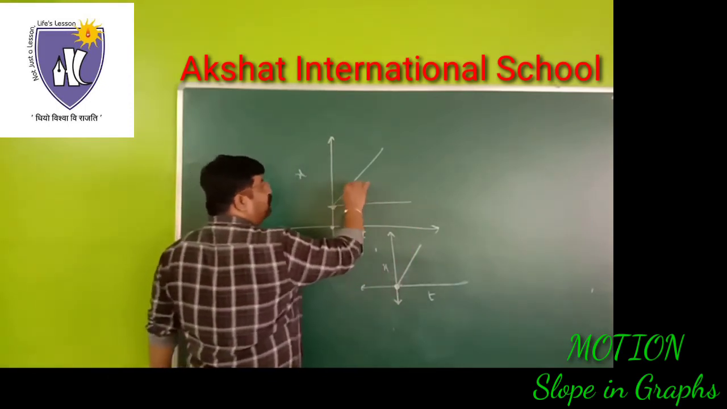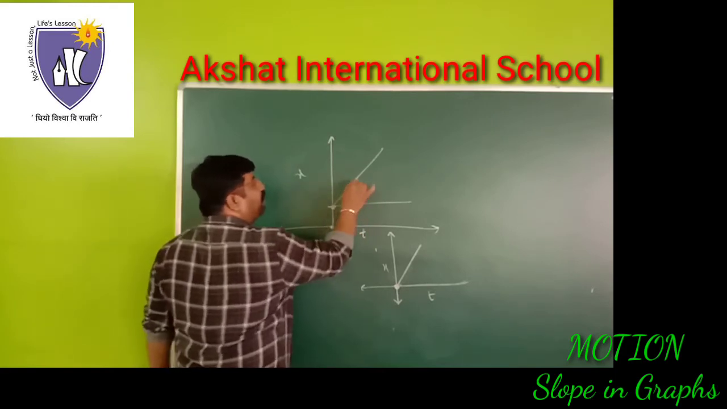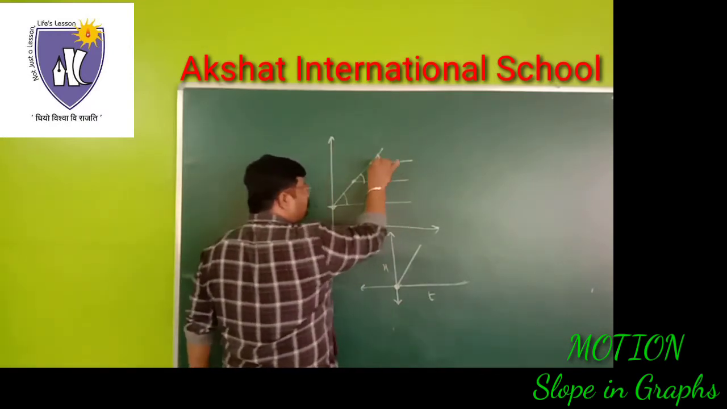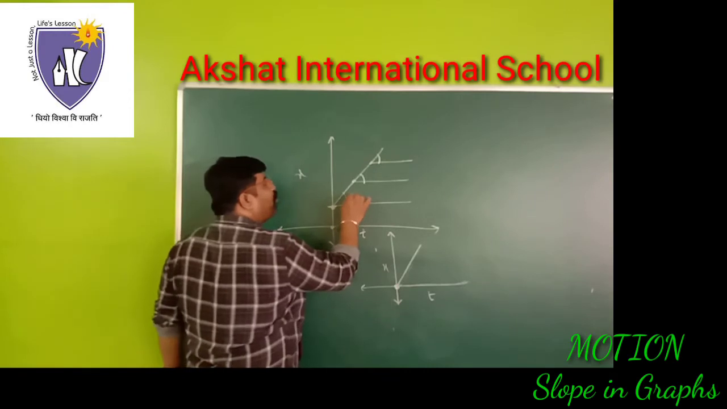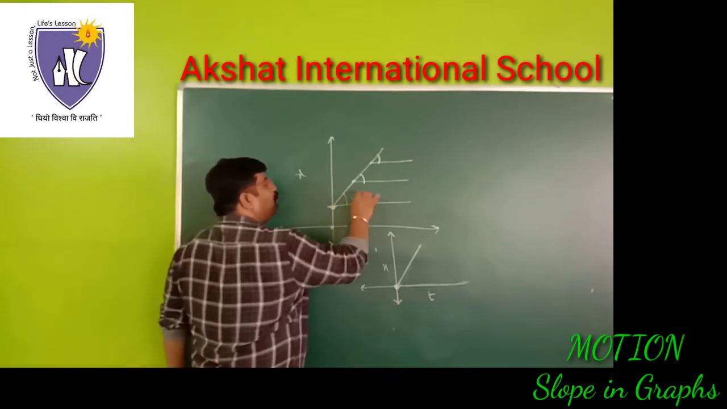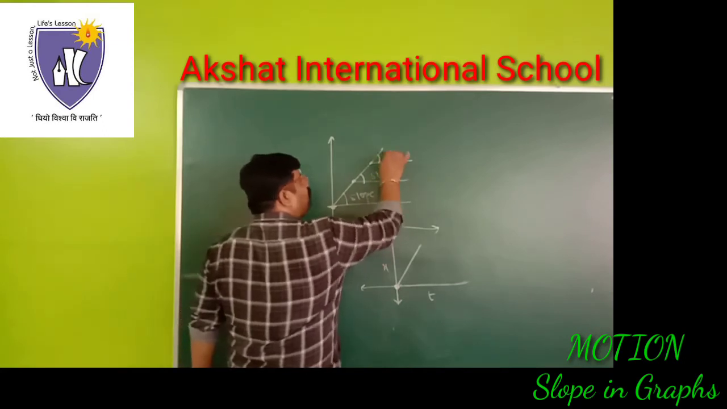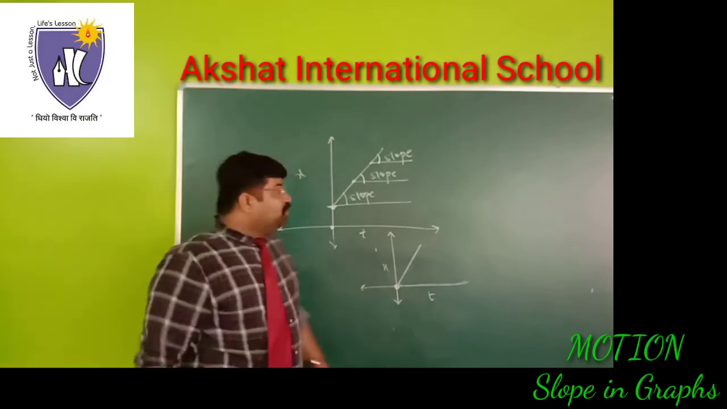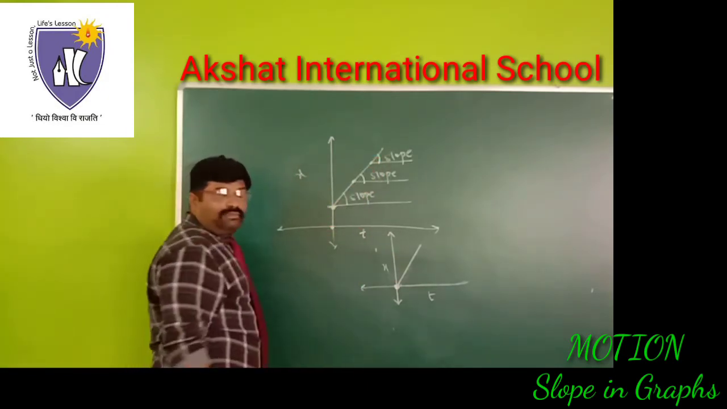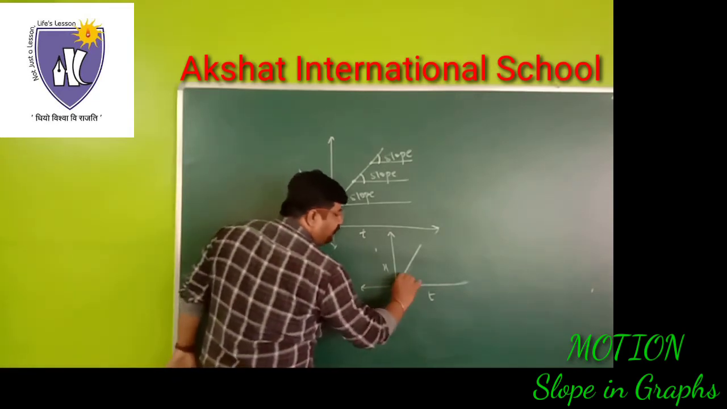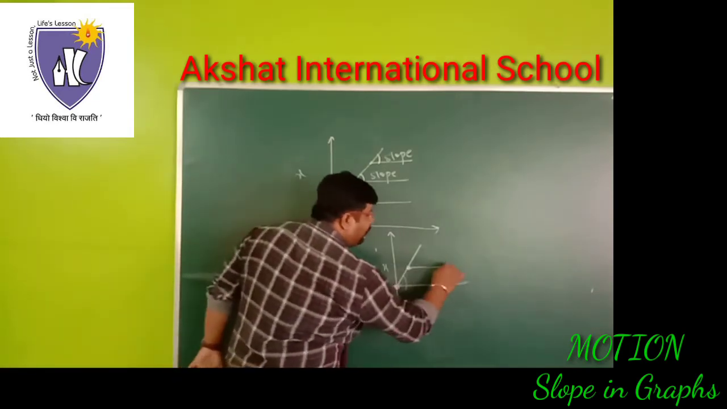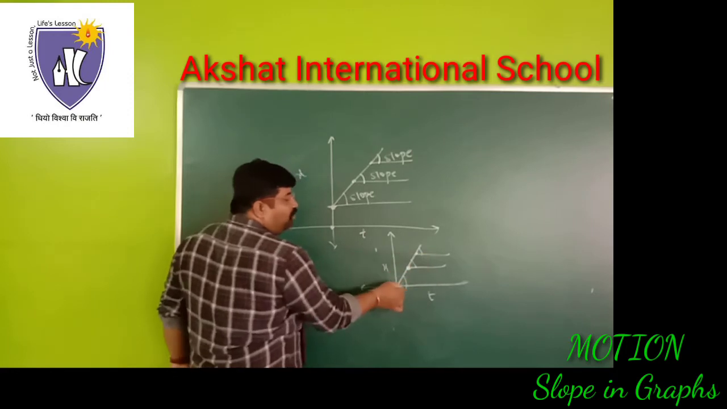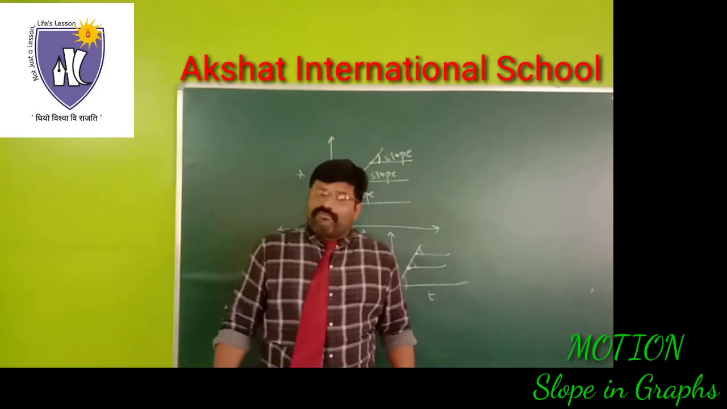But the slope will be the same, whichever point you take. That means the object is moving with uniform motion, because this is the slope, this is also the slope, and they are equal. That means the object is moving uniformly. So this also represents uniform motion. Similarly here, if I take this point and this slope, this point and this slope, all are equal. If they all are equal, then we can say that the object is moving uniformly.